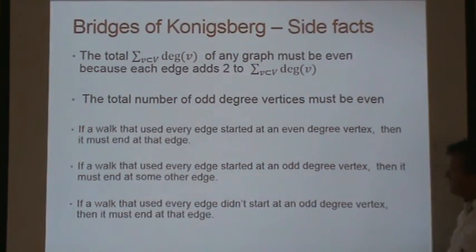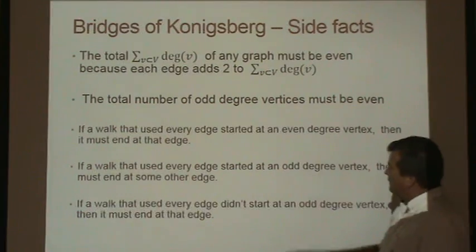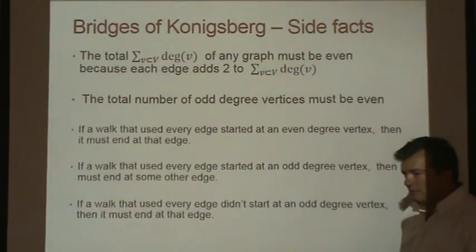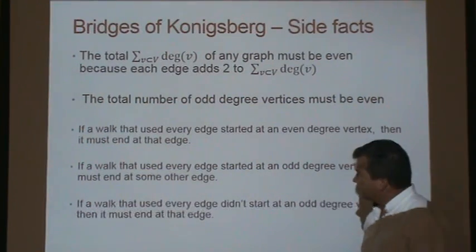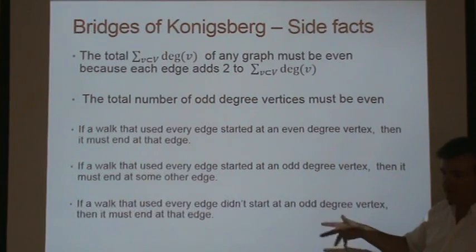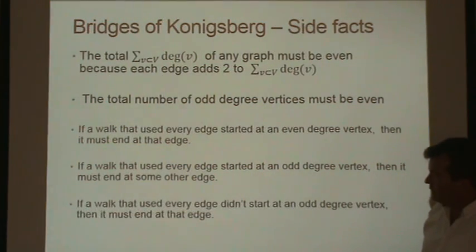Okay, so that's another side. The total number of odd degree vertices must be even. So you could have 2 odd degree vertices, or 4, or 6. But you can't have 5, because then your overall graph would have odd degree, but it can't, because every edge has 2 endpoints.